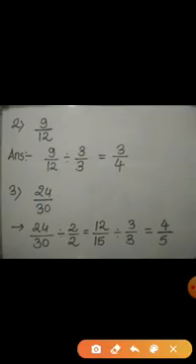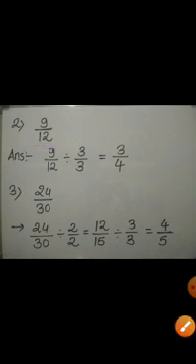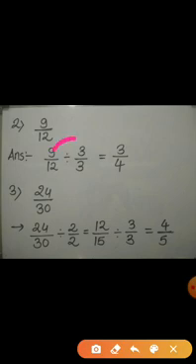See the next example. The fraction is 9 upon 12. The common factor of 9 and 12 is 3. Hence here I am going to divide both numerator and denominator by 3. 9 divided by 3 is equal to 3 and 12 divided by 3 is equal to 4. Hence the answer is 3 upon 4. This is a fraction which is in the lowest term.